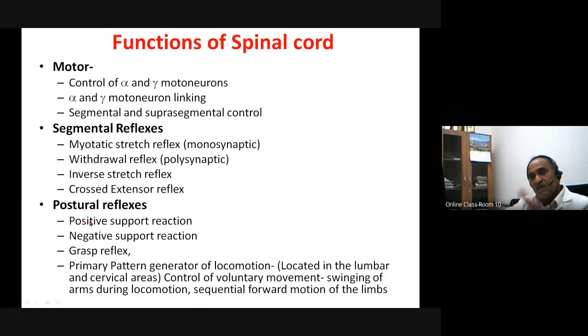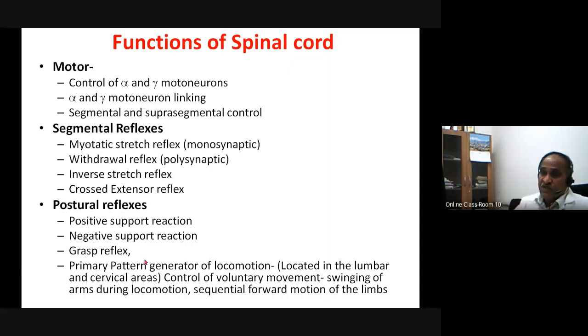Here the cutaneous or sensory inputs make the extensors active. Sometimes, if there is too much of this, the limb gives way. That is the negative support reaction. So there is a positive reaction and a negative one. This is called the magnet reaction, which means rigid. Then the spinal cord is also the center for the primary pattern generator for locomotion.